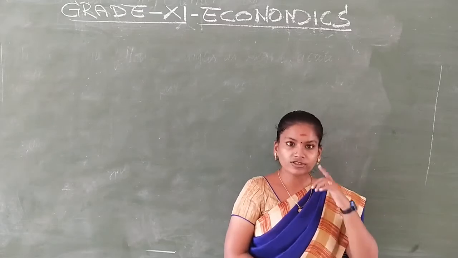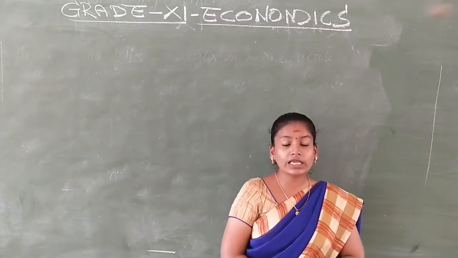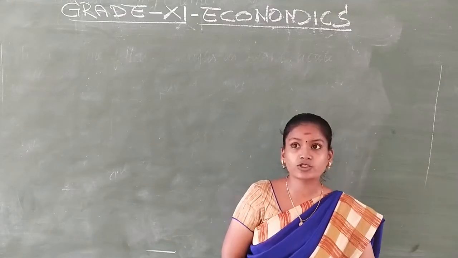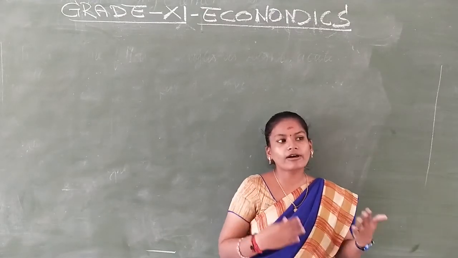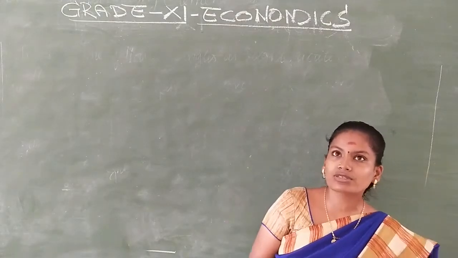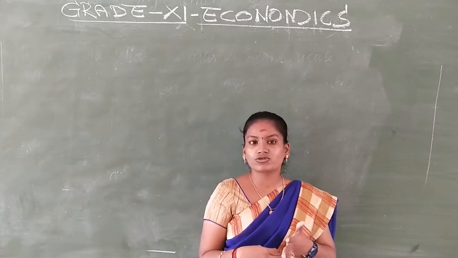Economics. We are in chapter 4. We are discussing the presentation of data. We are dealing with statistics for economics, which is part A in grade 11 economics. So far we have discussed various things about statistics. We have discussed what is statistics, what is economics in chapter 1.